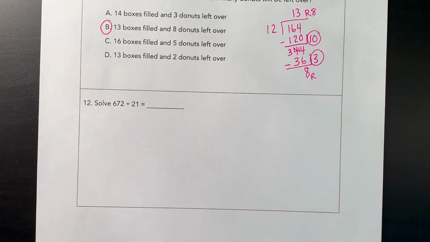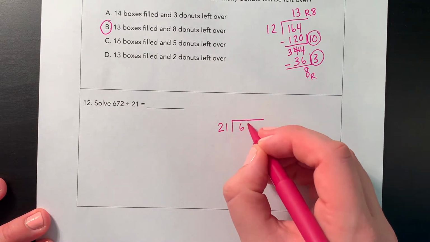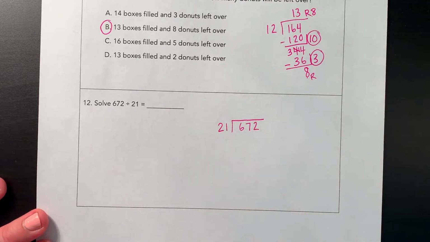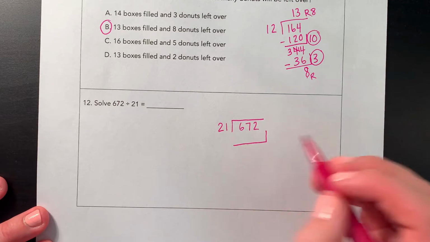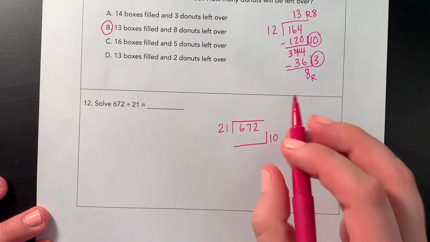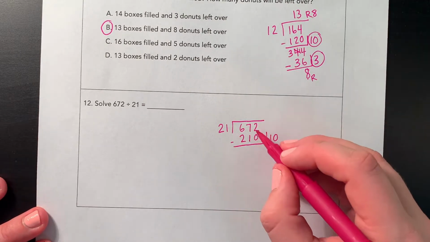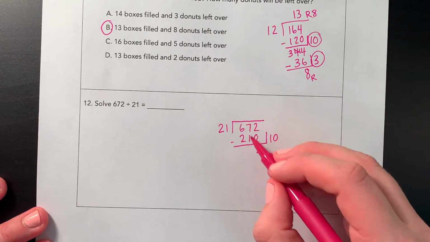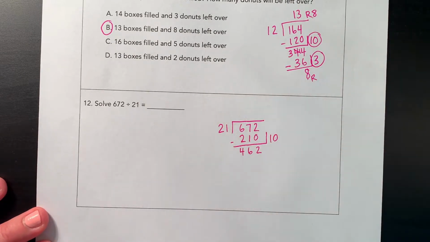Okay, so here we have a straight up division problem. Solve 672 divided by 21. So I'm going to set it up and do the same thing I've been doing. I'm going to put my backwards L, and then I'm going to start with 10. 21 times 10 is 210. I'm going to subtract. 2 minus 0 is 2, 7 minus 1 is 6, and 6 minus 2 is 4.